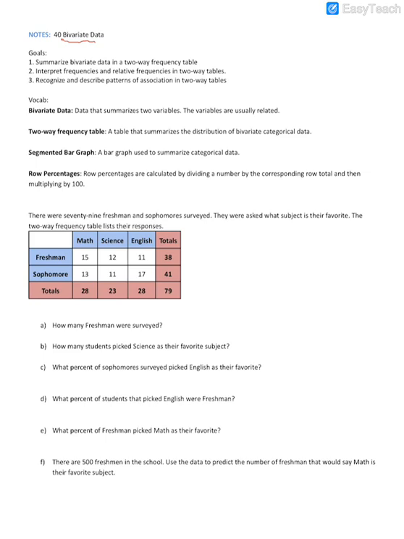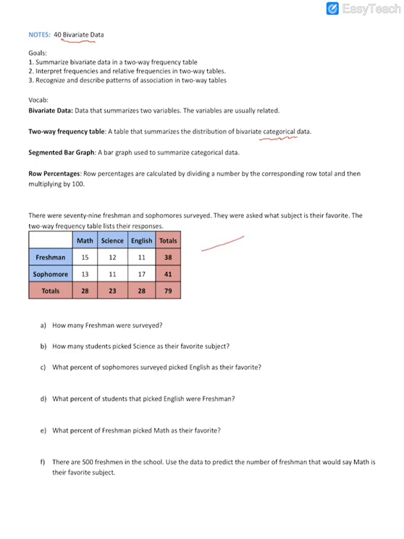Bivariate data is data that summarizes two variables. The variables are hopefully related to each other in some way. To do that, we'll use a two-way frequency table. That's just a table that summarizes the distribution of the categorical data. Okay, so that's a big point. What does it mean for categorical data? All right, that's just putting them into categories.